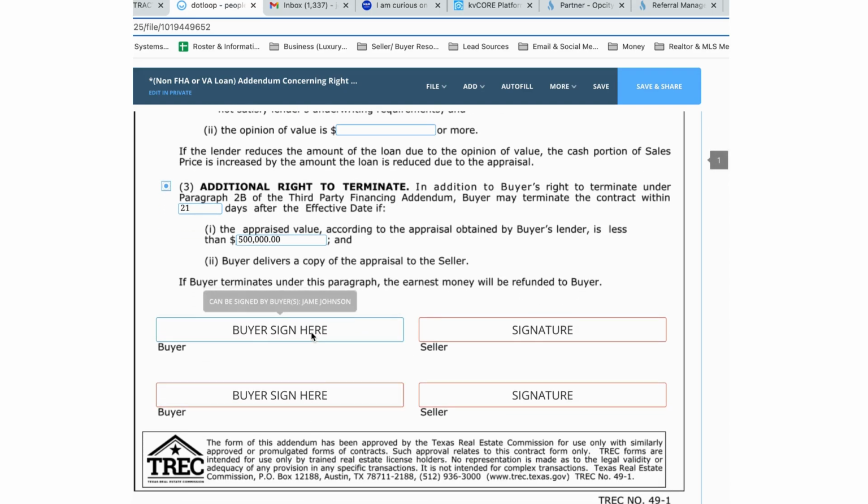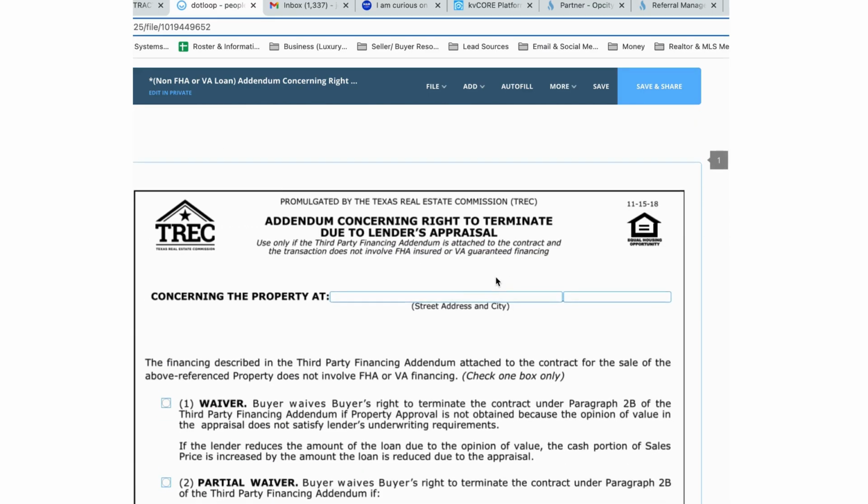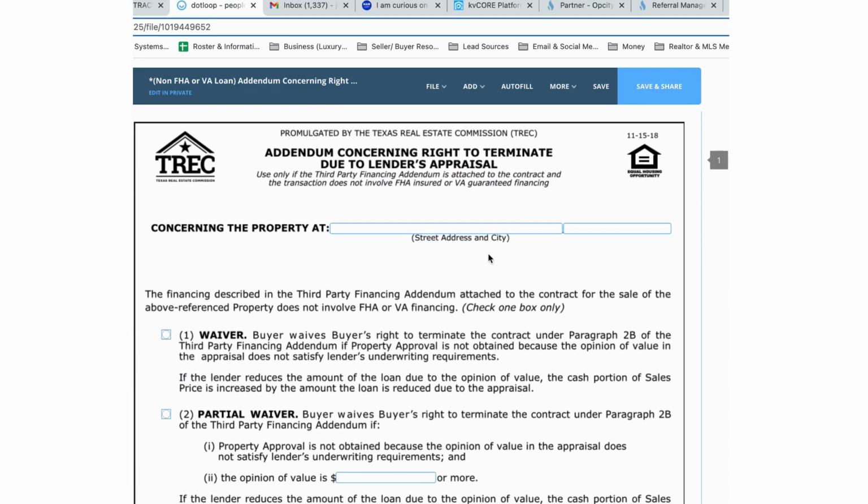Put the buyer's signature there, send it off for the offer. Once they're signed, it's been executed, everybody agrees. All right, that's it for the third party finance addendum. This right here, attached addendum concerning right to terminate due to lender's appraisal, when you're dealing with something that is not what?